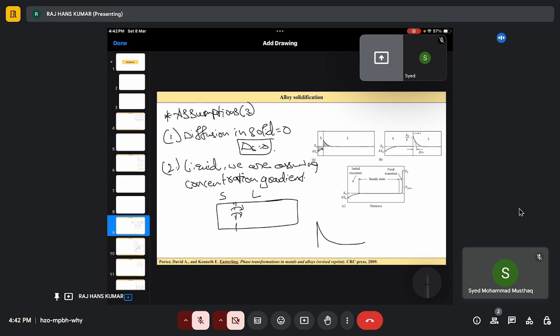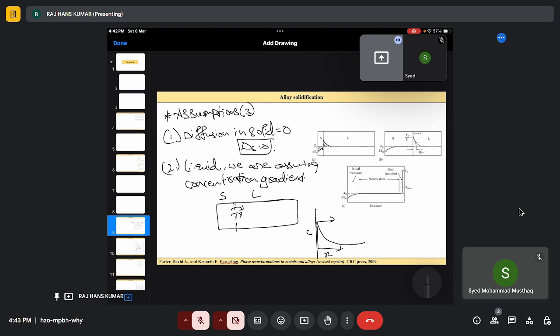Right. So this is my C versus X. So there is a concentration gradient in the liquid phase, and also this interface is moving. Right. So this interface is moving.